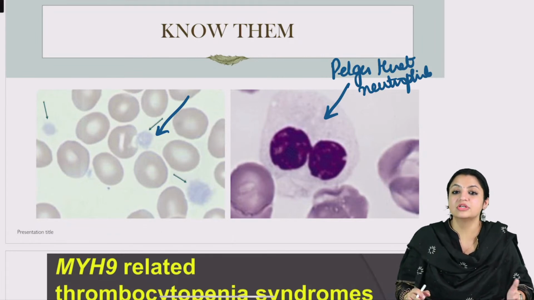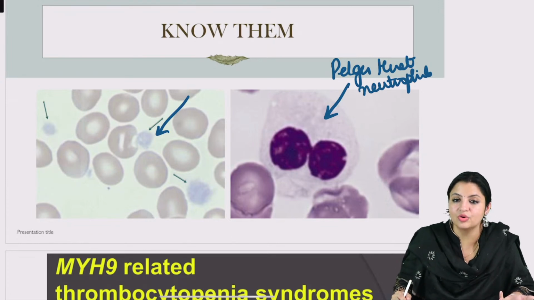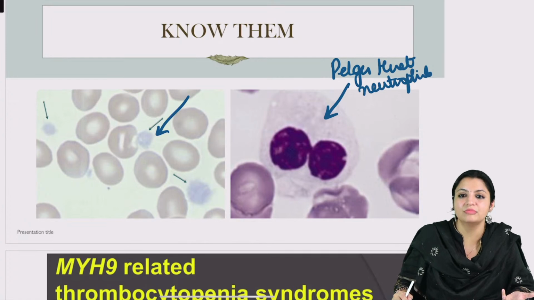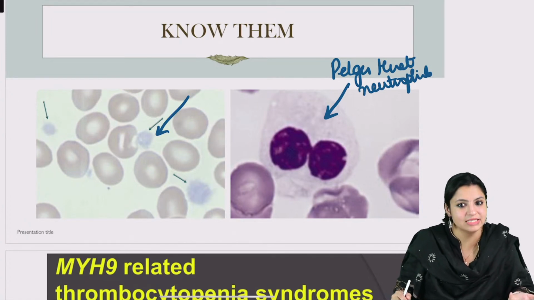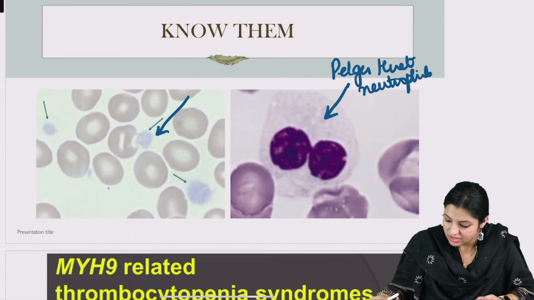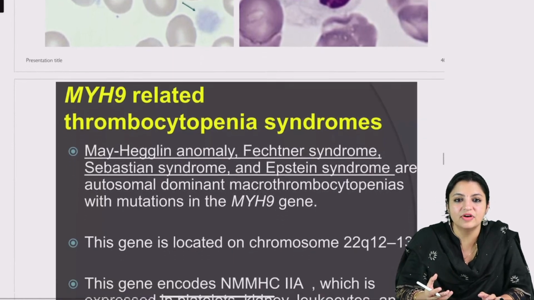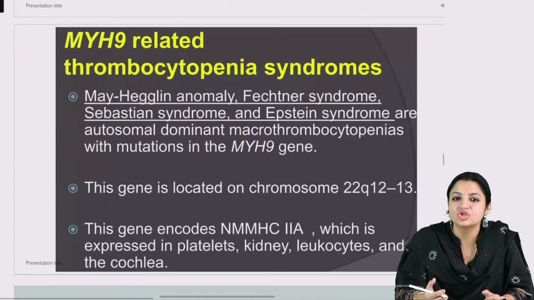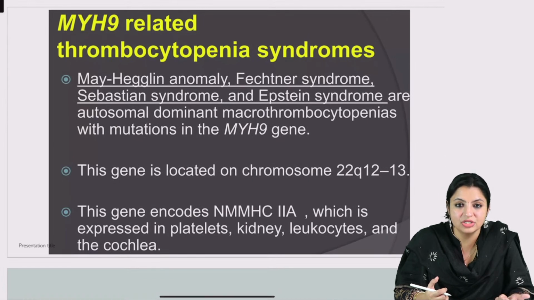Pelger-Huet neutrophils are usually inherited, and they can also be seen as acquired, when they are called pseudo-Pelger-Huet anomaly, which can be seen in myelodysplastic syndromes and very rapidly proliferating marrows like CML. Now, once you are clear with this, let's quickly see what the other MYH9 gene disorders are. Remember, we have May-Hegglin anomaly, Fechtner syndrome, Sebastian syndrome and Epstein syndrome.